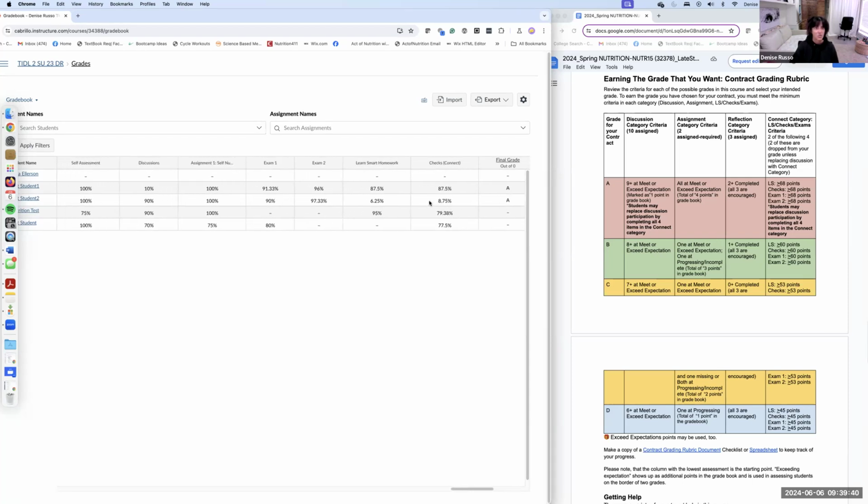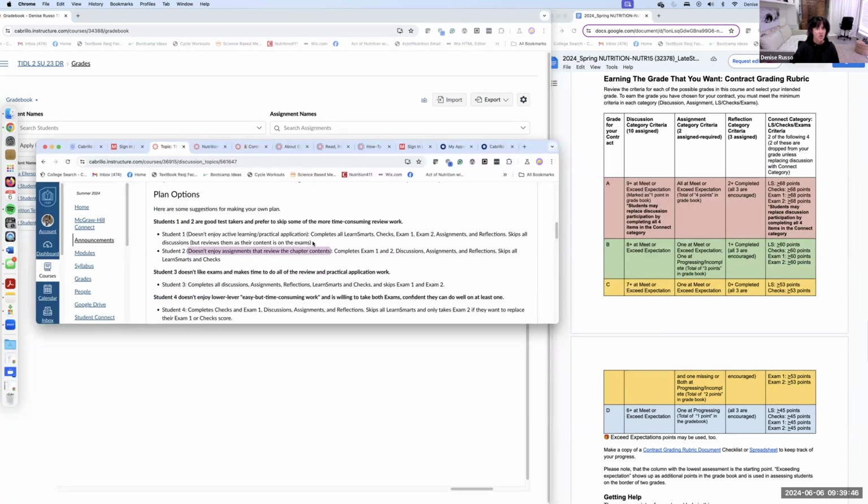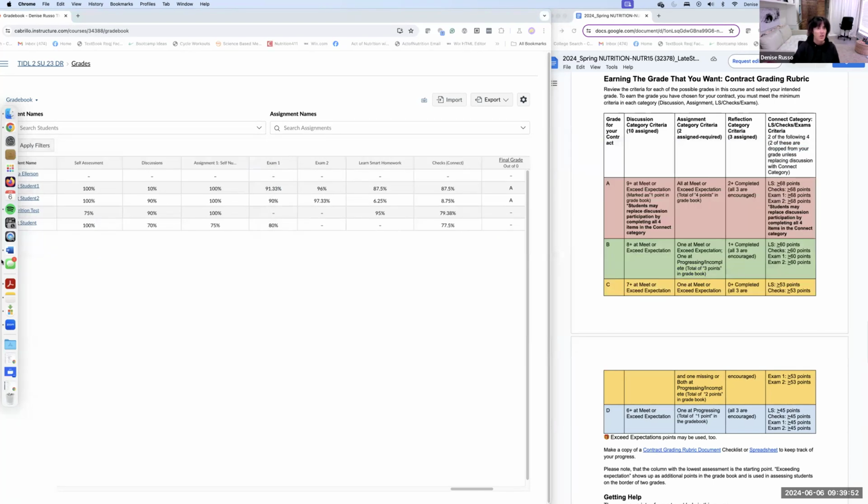Okay, let's go to my next student. My next student, student 3, they don't like exams, and they can make the time to do all of the work and the practical application work. So they did their self-assessment. And their grade goal is a B. So they skipped a self-assessment because they didn't need to do all of them for an A.